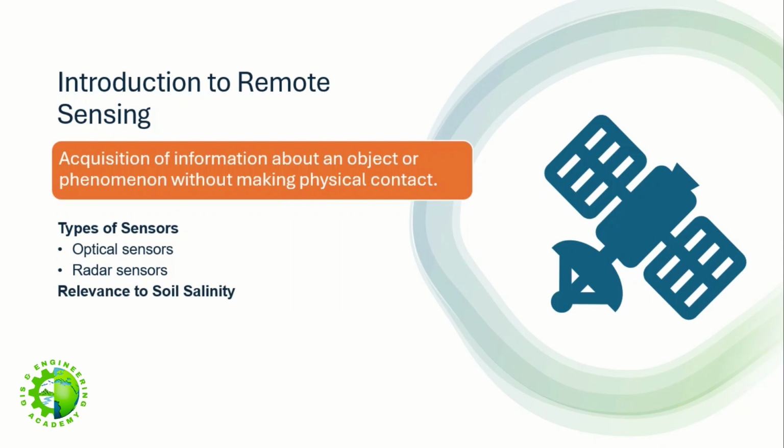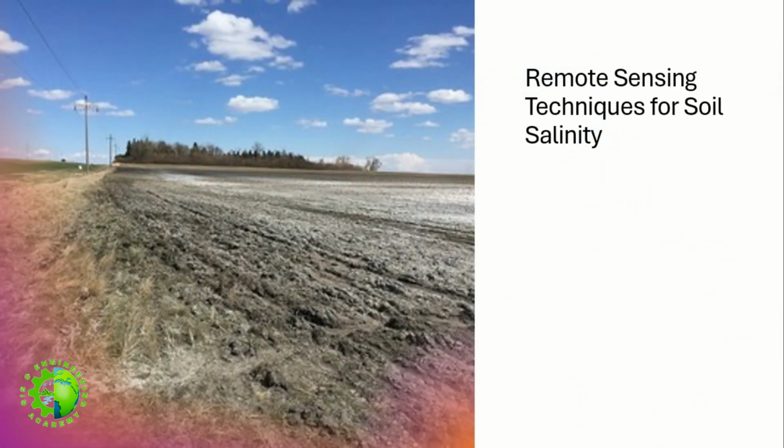The relevance of remote sensing to soil salinity lies in its ability to perform large-scale and repeatable monitoring of soil conditions across vast and often inaccessible areas. This capability is invaluable for timely detecting changes in soil salinity, assessing the extent of affected areas, and planning mitigation strategies. In our exploration of how remote sensing aids in the management of soil salinity, it's essential to understand the specific techniques that make this possible.